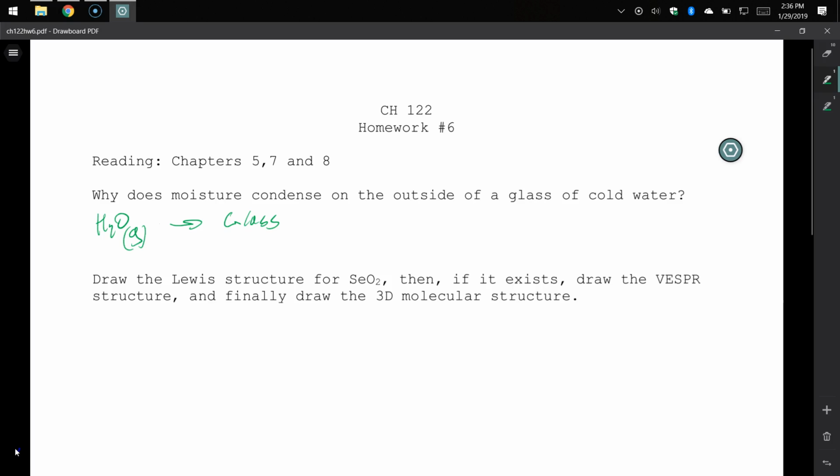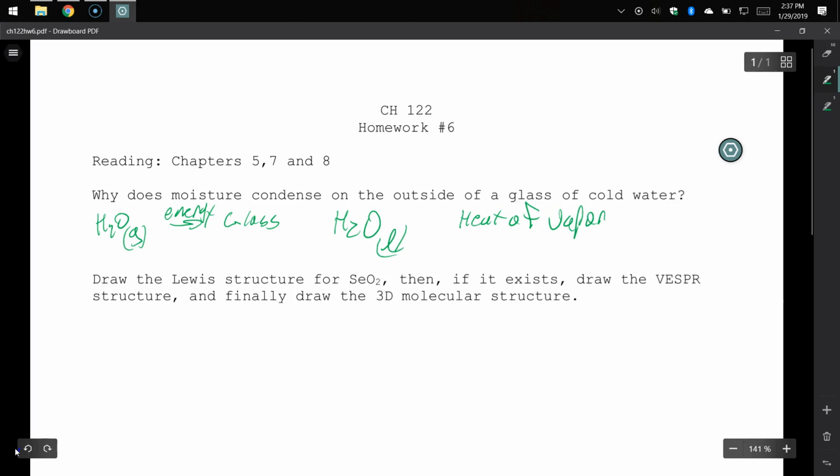But okay. So gaseous water hits the glass, gives energy to the glass, turns it into liquid. So the heat of vaporization leaves the gaseous water.